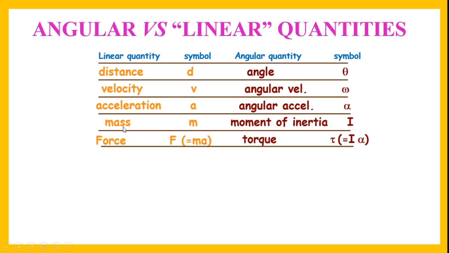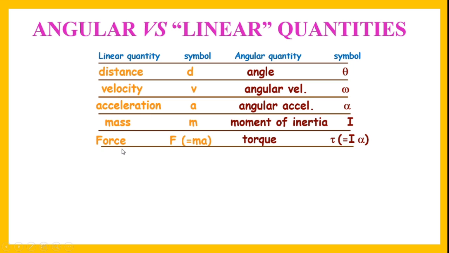The next linear quantity that we will see is mass, which is denoted by the symbol m. For rotation, this mass is replaced by moment of inertia, which is described by the capital letter I.